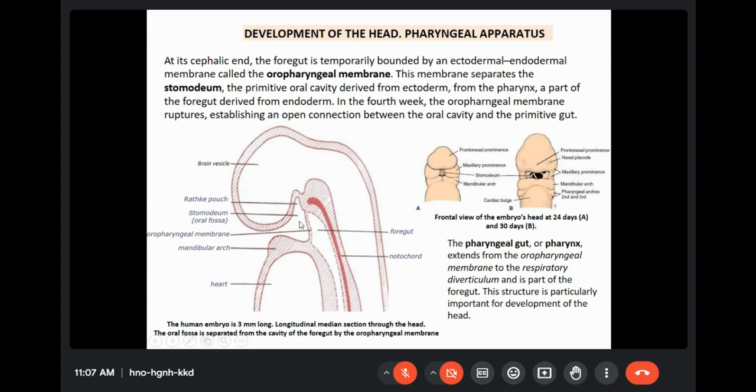Then, in the fourth week of the embryonic development, the oropharyngeal membrane ruptures, it breaks, and so establishes the connection between the foregut and the oral cavity. This process you see in these two pictures also. This is the frontal view of the embryo before and after rupture of the oropharyngeal membrane. So here, as you can see, the connection between the oral cavity and the gut is established.